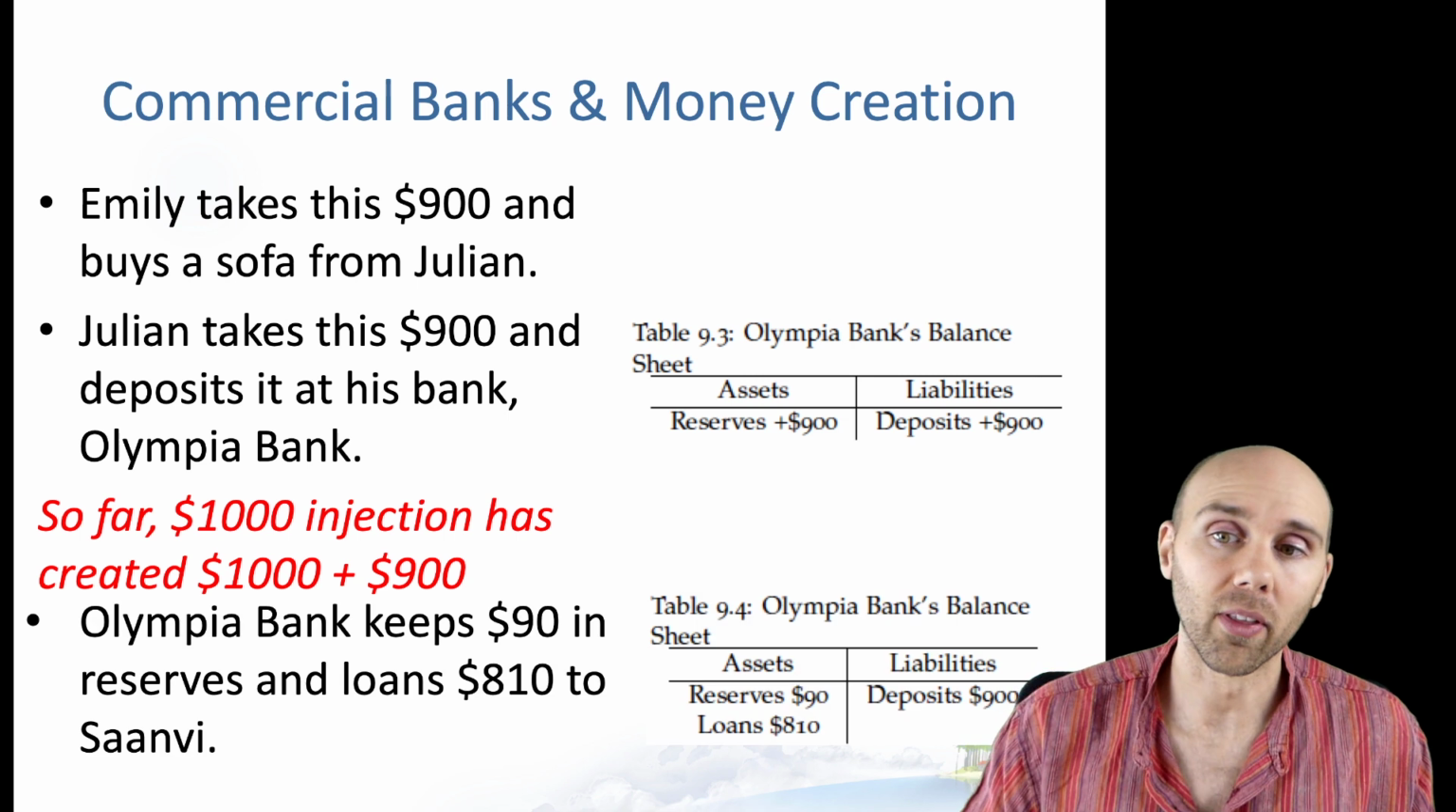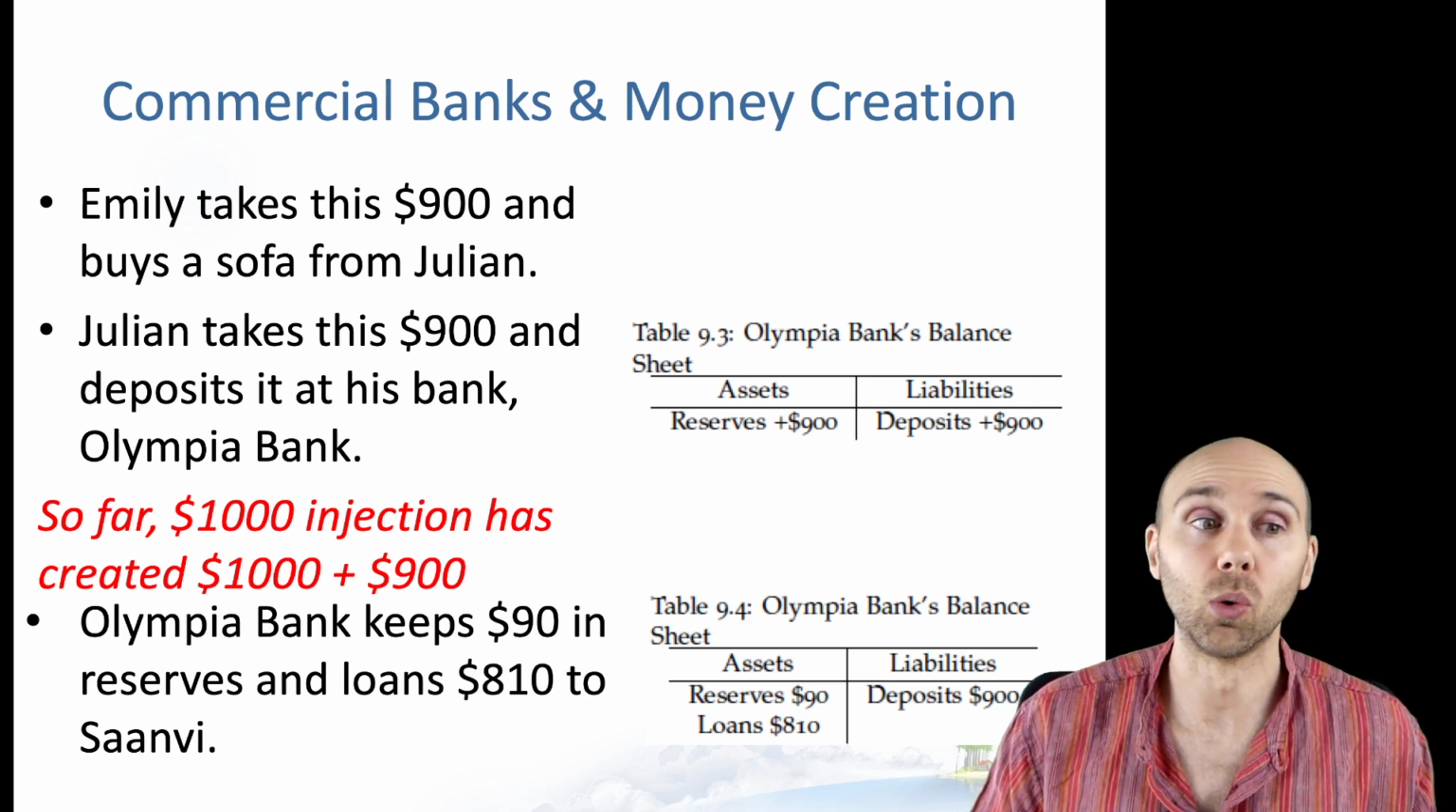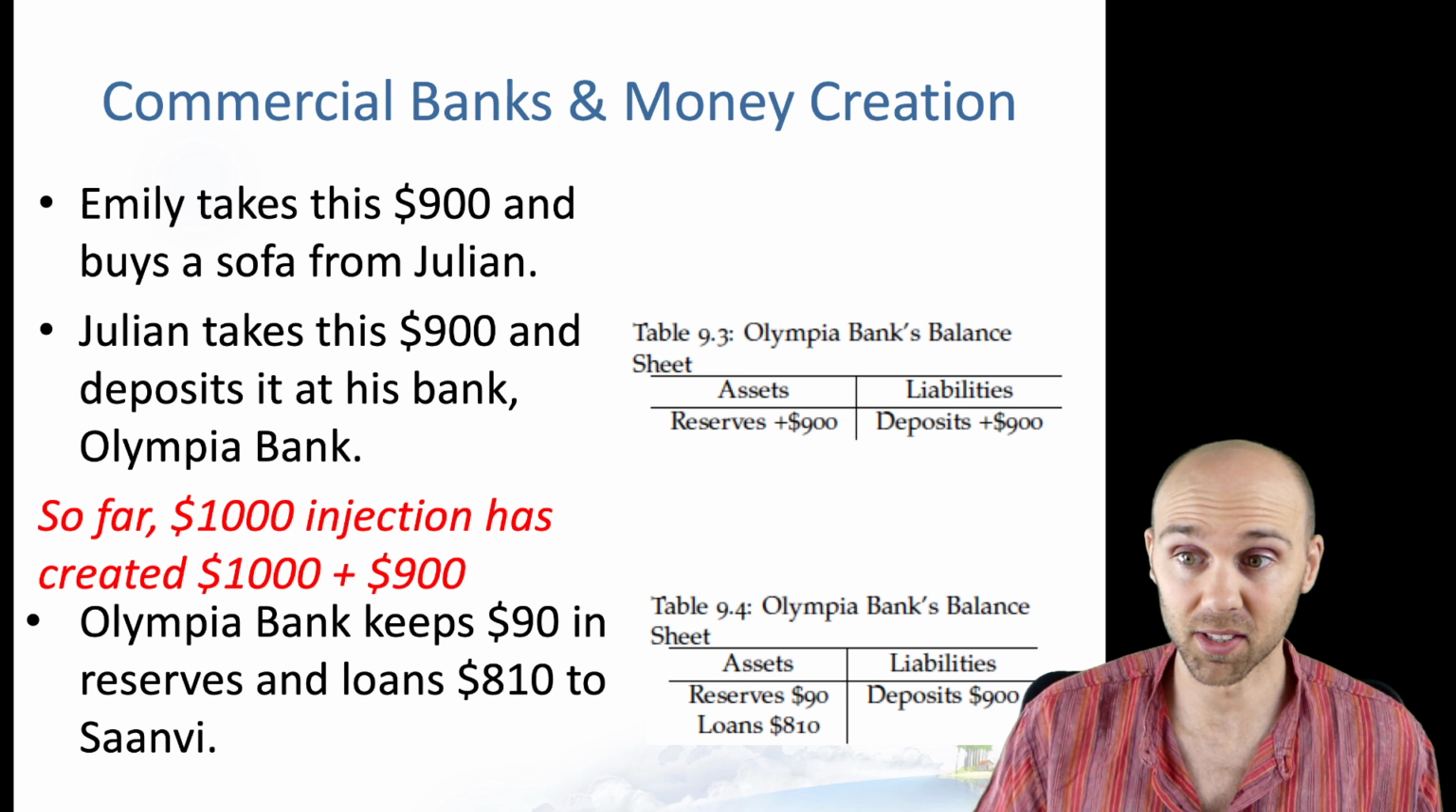Now we can go further. We can say, what does Olympia Bank do with the $900 that Julian deposits there?